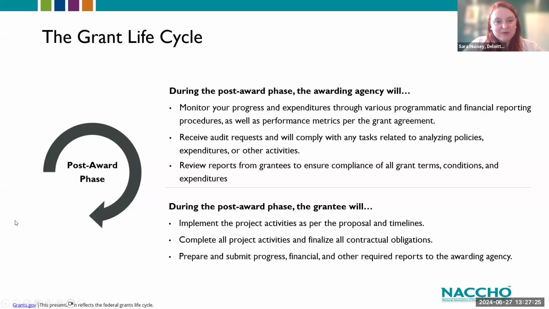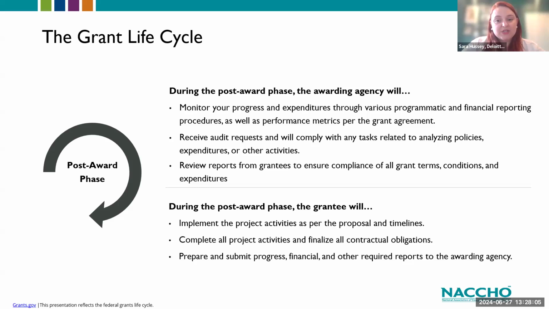And then finally, during the post-award phase, this is where the work really happens. As grantees, you would be implementing those project activities per the proposal that you submitted, the timelines, the budget, etc. You would complete those activities and make sure that you are conforming and aligning to all of the terms and conditions of that award. And at regular intervals, specified within those terms and conditions, you would be preparing and submitting progress reporting, financial reporting, and responding to other potential requests from the awarding agency.